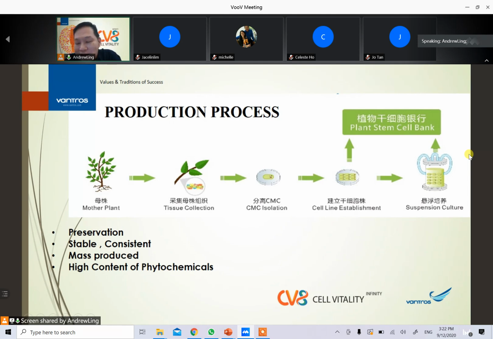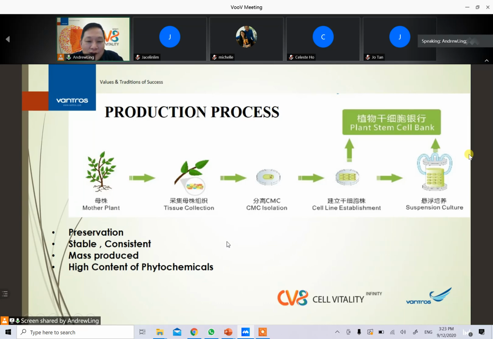either keep the stem cell in the bank and use it forever with the same quality, okay? Or they can mass produce it using suspension culture, in which they can even add in whatever nutrients, or adjust temperature or different stress levels, so that the stem cell can produce more phytochemicals or nutrient content as compared to the normal cell. This is how the whole process of this CMC is produced.